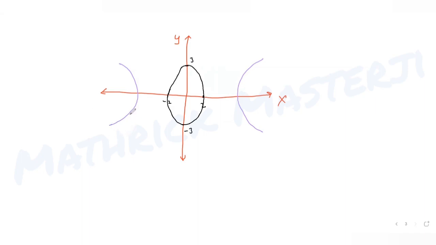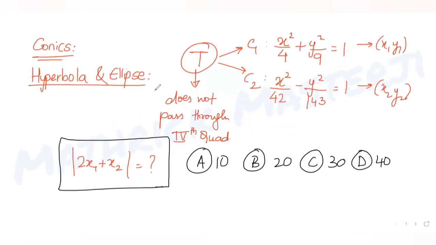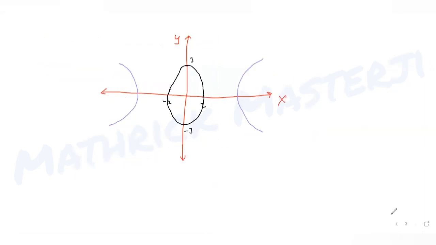Now we have been told that a common tangent passes through these two figures, ellipse and hyperbola, but it does not pass through the fourth quadrant. So this tangent should not pass through the fourth quadrant. If I draw a tangent, tangent means it touches the curve at one single point. It touches here and passes through like this. I can see it can be only this type of line where it does not pass through the fourth quadrant, because if I draw a tangent like this, or like this, it will pass through the fourth quadrant. So there can be only one such line.